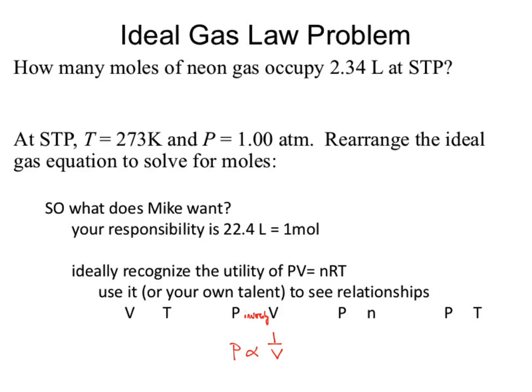Now let's change the volume to 1. What did I do to the volume? Went from 10 to 1. So I shrunk the volume. What happened to the pressure? What is 1 over 1? 1. My pressure started at 0.1 and it became 1. They're inversely related. Everybody kind of see that? Okay. How about volume and temperature?